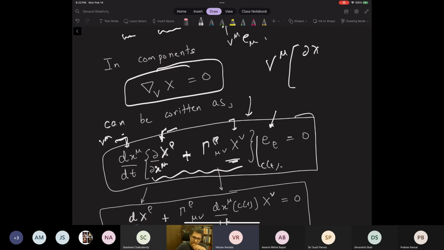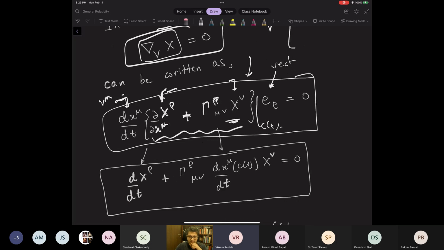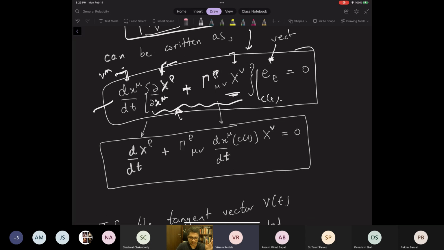So this is a vector. Okay, so this is a vector. This is a vector. And now we can say that since this vector is 0, every coefficient of every basis vector must also be 0. So each of these coefficients is also 0. Okay, and in general, if this dx mu by dt, we'll assume it's non-zero everywhere.